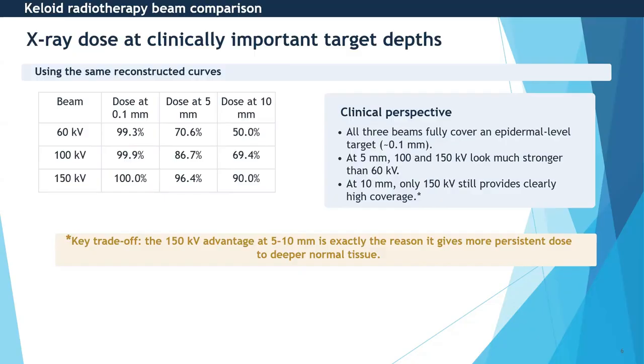The 100 kV, 86.7%, so it doesn't quite make 90, but it's pushing up there at 5 millimeters depth. And the 150 kV is 96.5% at 5 millimeters and 90% at 10. So they can give good coverage, and the clinical perspective is all three cover an epidermal level target. At 5 millimeters, the 100 and 150 kV look much stronger, and at 10 millimeters, only the 150 kV clearly provides high coverage.